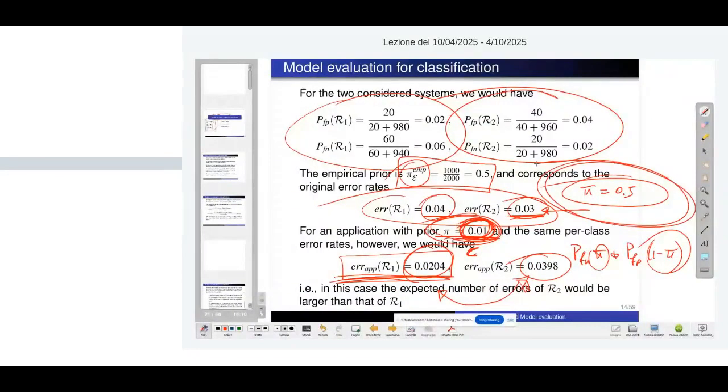So we need to take into account the application prior and the cost of errors to decide which system we want to use. Not just to measure how good it would be on that task, but also when we compare systems, we need to do the comparison for a specific task to decide which would be better for that task. And things can change if I change the task.